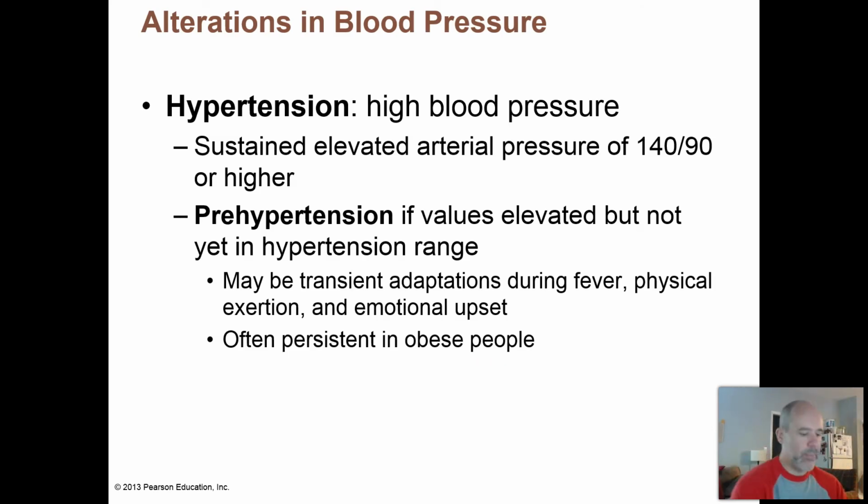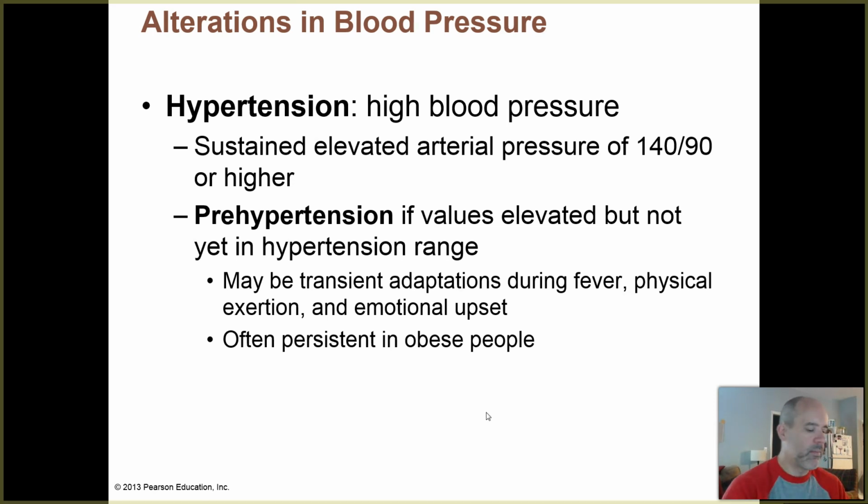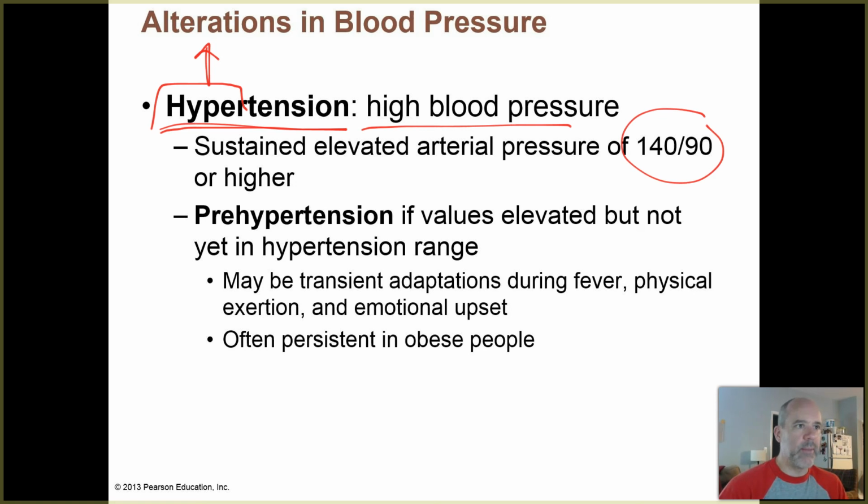All right, so the term hypertension, as I'm sure you already know, has been mentioned more than once throughout your anatomy and physiology classes. Hyper refers to increase, hypertension refers to high blood pressure. So the definition for that is if a patient has continuously elevated arterial pressure of 140 over 90 or higher, they are considered to have hypertension.